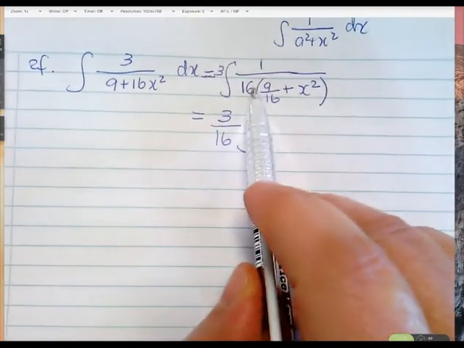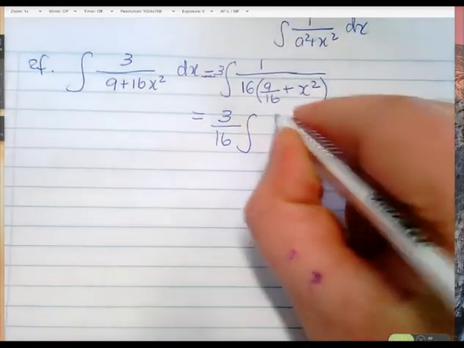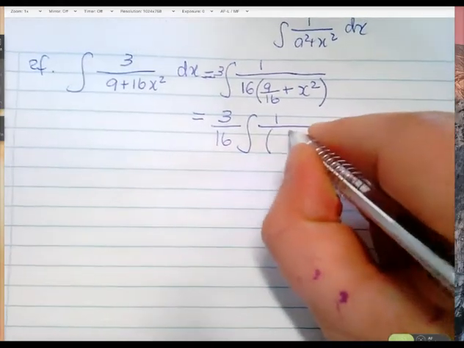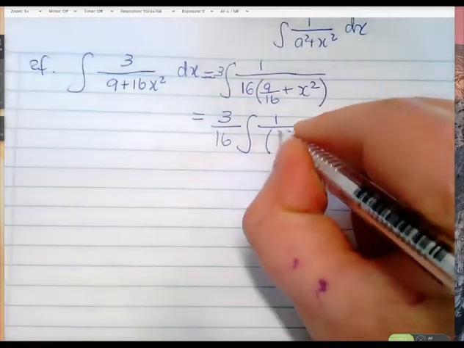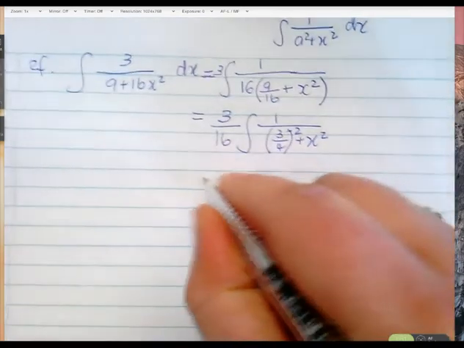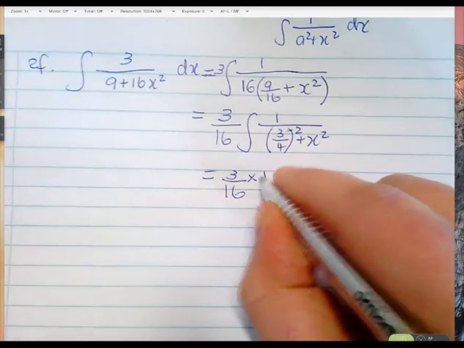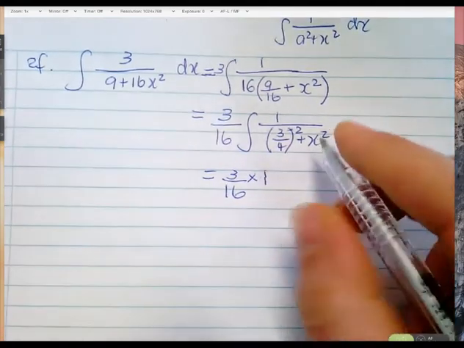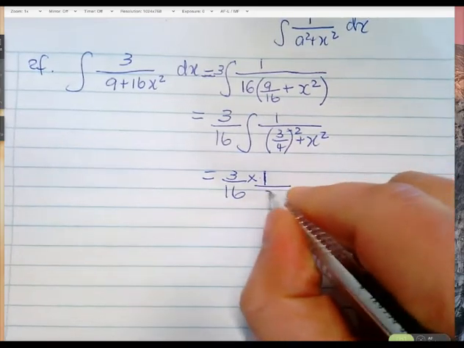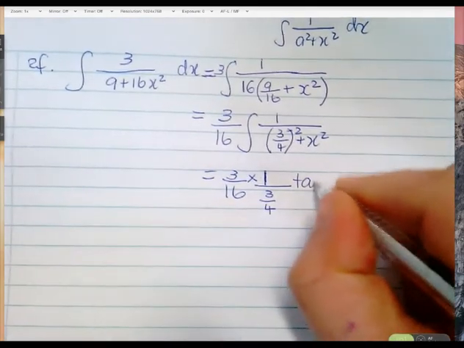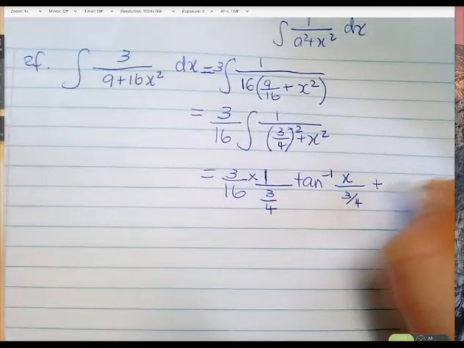The 3 is a constant, so is this 16 on the denominator. So we have 3 over 16 outside. 1 over, this needs to look like a squared plus x squared. So what is it? 3 on 4 squared plus x squared. So therefore, we're ready to go now. It's 3 over 16 times. Be careful, look at the formula. It's 1 over a, remember? 1 over 3/4 inverse tan of x divided by 3/4 plus c.